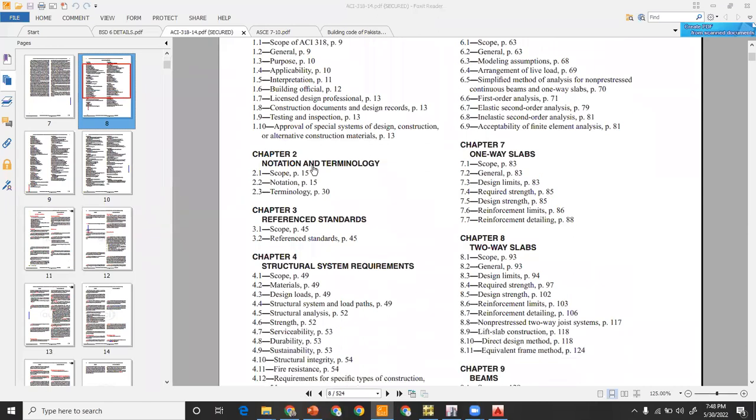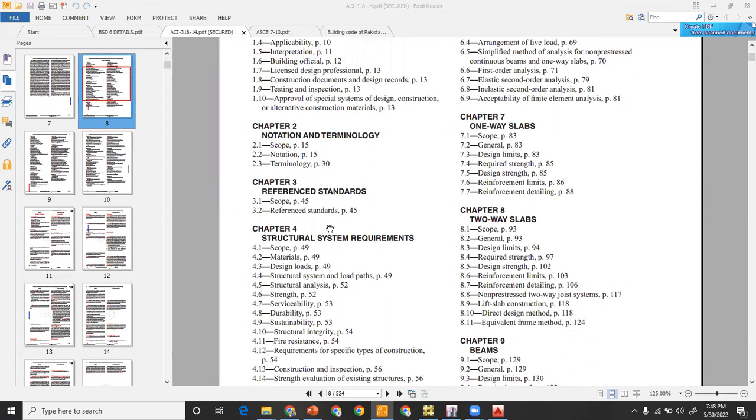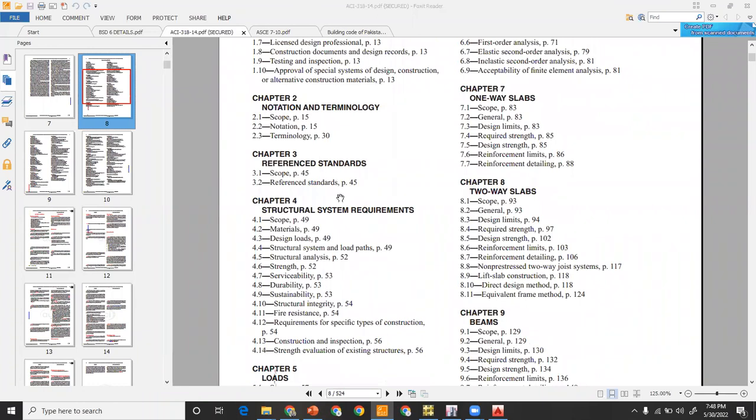And the next chapter is about the notation and terminologies which are used in this code. There will be explanation of the different terminologies and notations. And another is the reference standards, for example, where the ACI has referred to documents like ASTM A706, A716, or whichever code is given in this chapter.